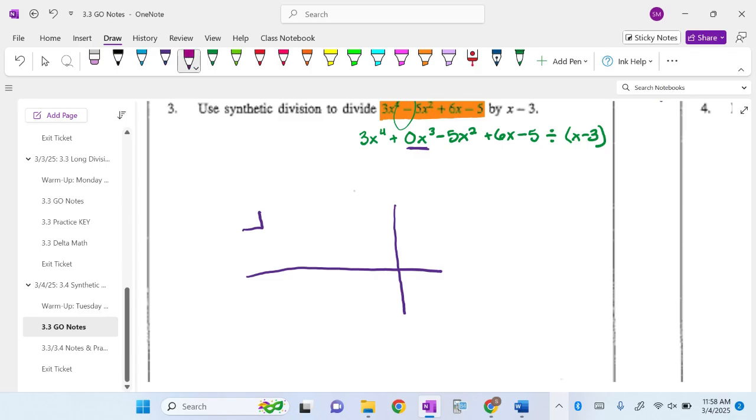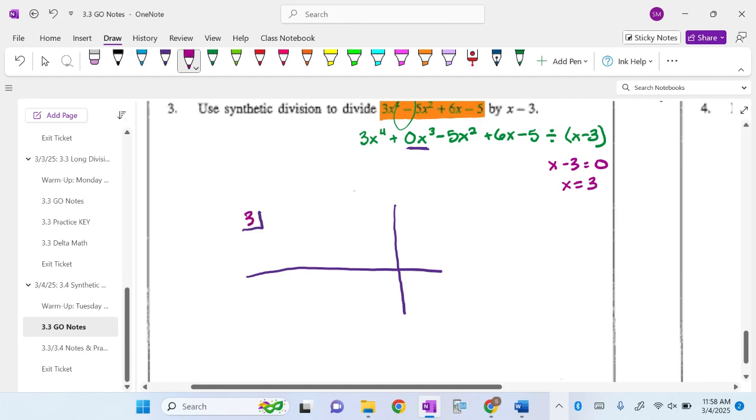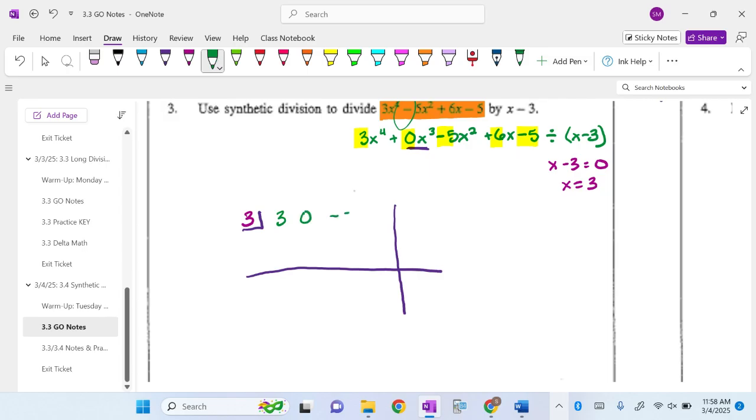3. How'd you get that, Jasmine? Right, you take your factor that you're dividing by, set it equal to 0, and solve for x, which in this case is 3. That's what goes here. What goes across the top? All of my coefficients in order. And remember, your last number is what's going to be behind that vertical line. So this would be 3, 0, -5, 6, -5.